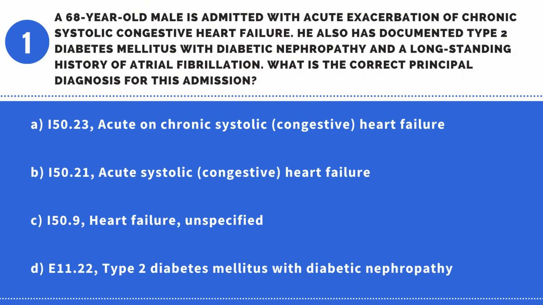A. I50.23, acute on chronic systolic congestive heart failure. B. I50.21, acute systolic congestive heart failure. C. I50.9, heart failure unspecified. D. E11.22, type 2 diabetes mellitus with diabetic nephropathy.